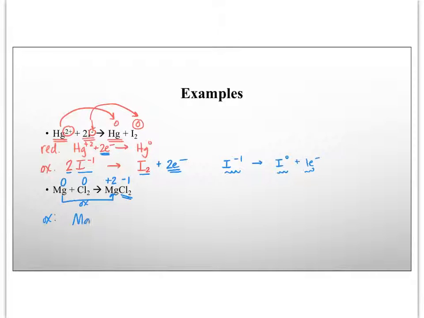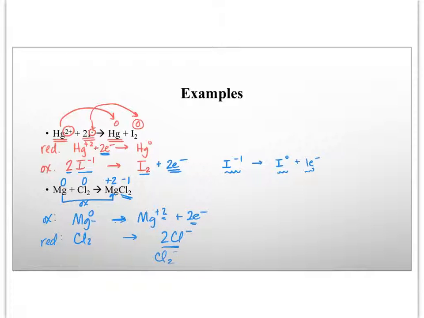So we can write down magnesium 0, arrow, magnesium +2. So that's 2 electrons lost. We add them to the right-hand side. The +2 plus the -2 equals the 0. And then for reduction, it would be the chlorine. So we have 2 chlorines changing into 2 chloride ions. That's how you would reflect that on the product side, 2 chloride ions.